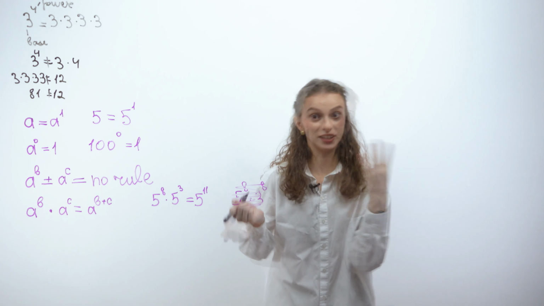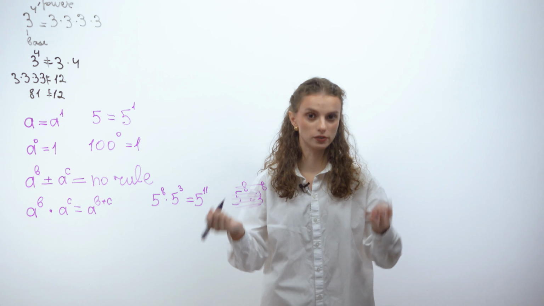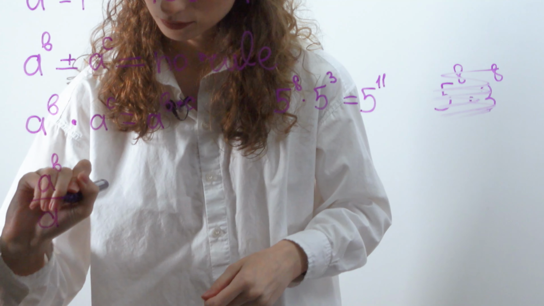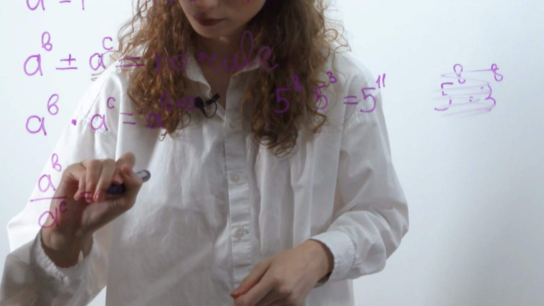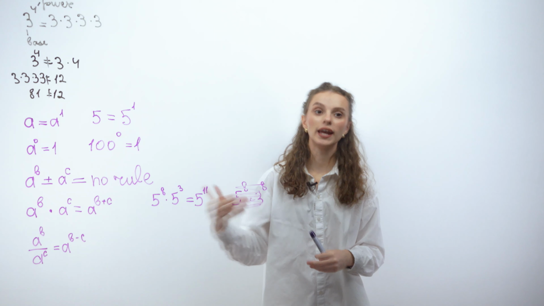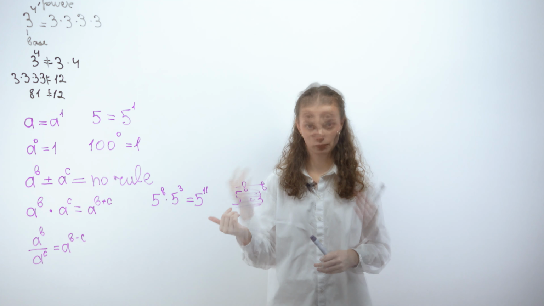Next example or next rule, I will show you how to do it with division. When you divide exponents with the same base, you are going to subtract the denominator's power from the numerator's. So a to the b divided by a to the c equals a to the power of b minus c. Let me show you an example.